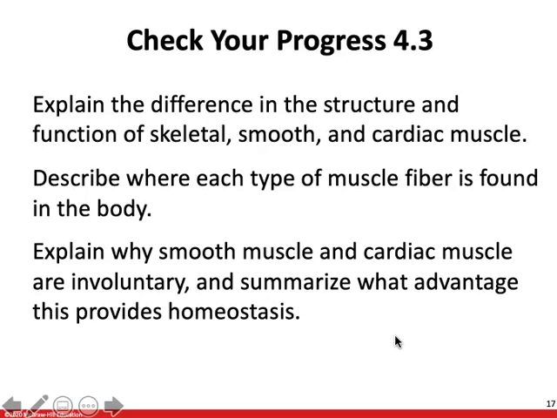So you should be able to explain the difference in structure and function of the skeletal, smooth, and cardiac muscles. Describe where each type of muscle fiber is found in the body. And then you should also go over why smooth and cardiac muscles are involuntary and what advantage this provides for homeostasis.